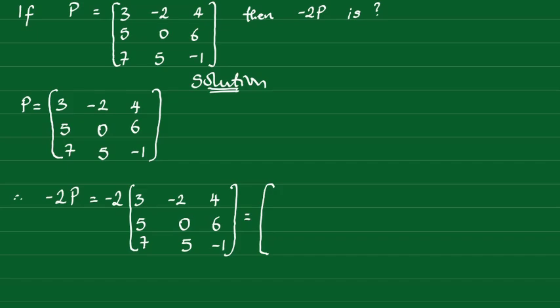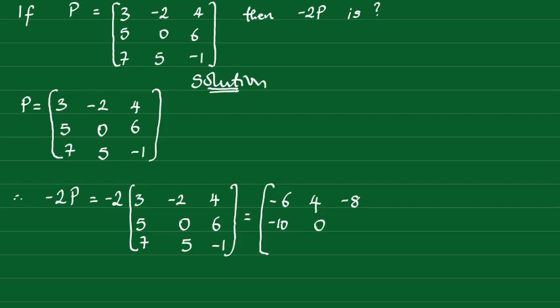Bracket open: -2 times 3 gives us -6. -2 times -2, we have 4. -2 times 4, we have -8. -2 times 5, we have -10. -2 times 0 gives us 0.